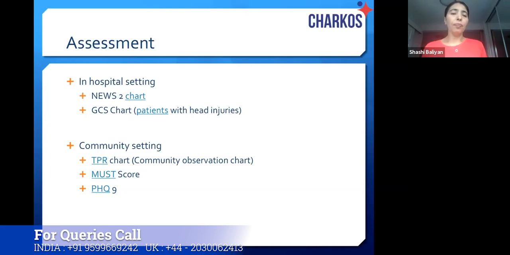In the community setting, there is a TPR chart, which is temperature, pulse, respiratory rate, a simple one. There is a MUST score and there is a PHQ-9. Now, I'm not sure that everyone would have heard about the MUST score and PHQ-9, but we will go through them one by one. Now, let us bring up the NEWS chart.